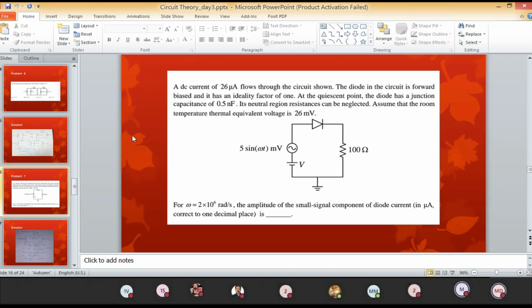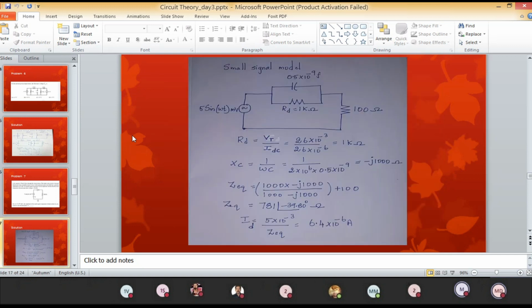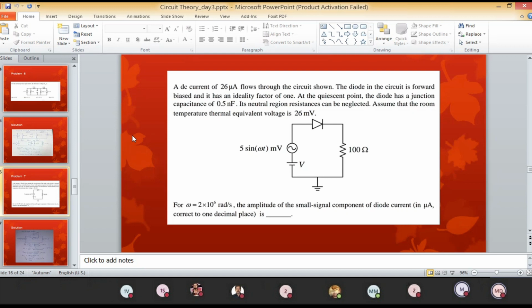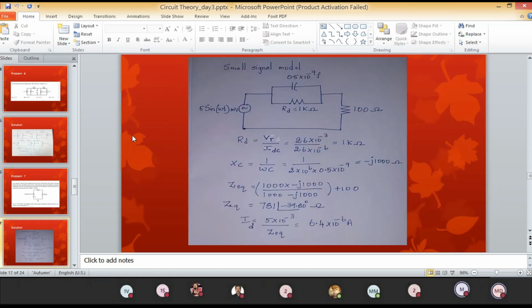How did I find the diode resistance? Because the DC current is 26 microamps, and the thermal voltage is 26 millivolts. So the diode resistance is the ratio of thermal voltage divided by the DC current: 26 into 10 power minus 3 divided by 26 into 10 power minus 6, which is 1 kilo ohm. This is the small signal model, and notice that I have the output load 100 ohms. So first draw the small signal model.